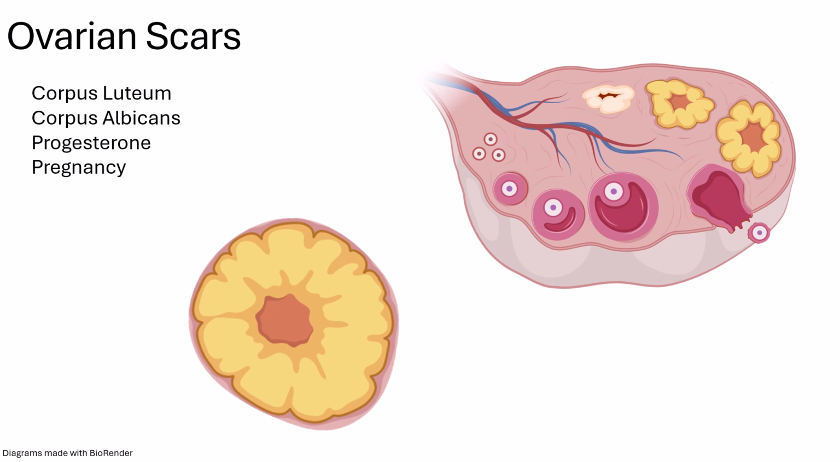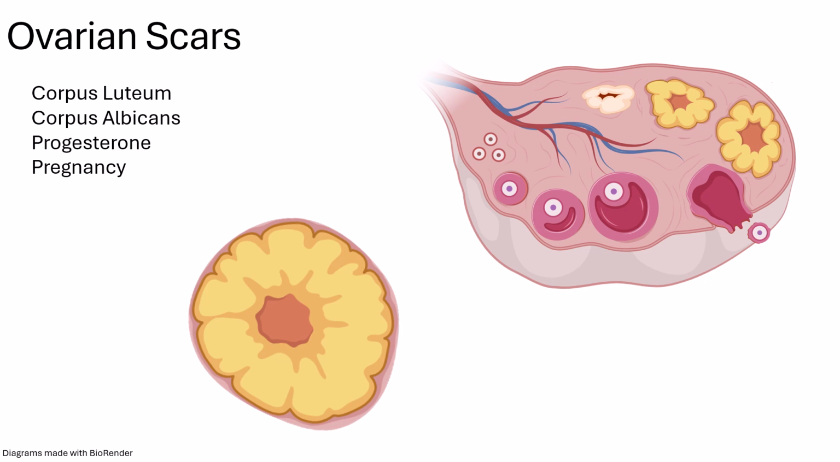If fertilization does occur, the embryo releases human chorionic gonadotropin, HCG, and it signals the corpus luteum to persist and to continue with hormone production, mainly of progesterone. And this is what supports early stages of pregnancy until the placenta starts to take over.